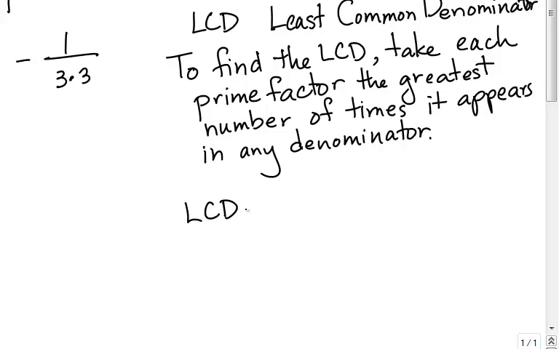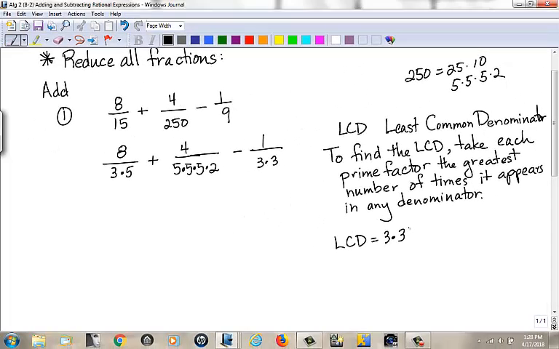So out at the side, I would look at my denominators and I'd say, in the first fraction, the 3 appears once. In the second fraction, the 3 in the denominator doesn't appear. That's 0. Third fraction, it appears twice. Greatest number of times is twice. So you need it twice in your LCD. In the first fraction, 5 appears once. Second fraction, 5 appears 3 times. Third fraction, 5 doesn't appear. Greatest number of times, 3.